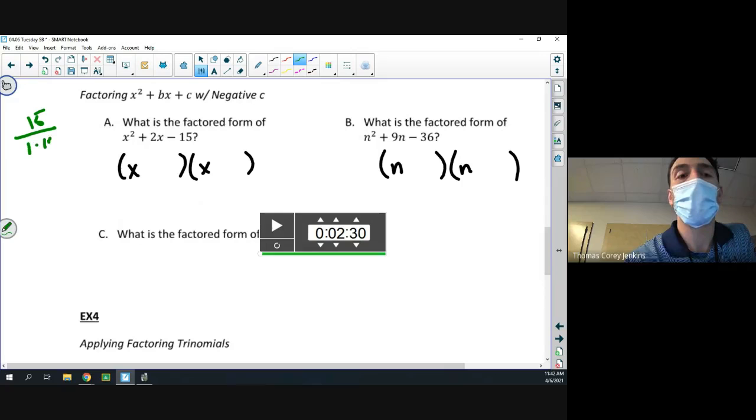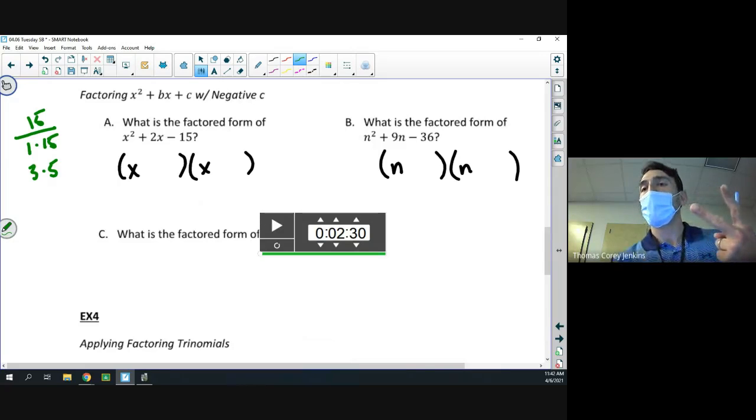So 1 times 15 would make 15. 3 times 5, and that's really it. So we have 2 pairs to choose from, which makes it a little bit easier. Now remember, when you're adding one positive and one negative, as far as the absolute value goes, you're thinking about what's their difference. So if I'm thinking a sum of 2, I'm really looking for which pair is 2 apart, right? So obviously that would be 3 and 5.